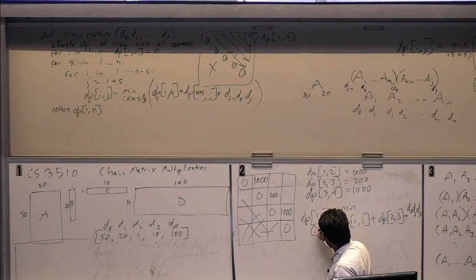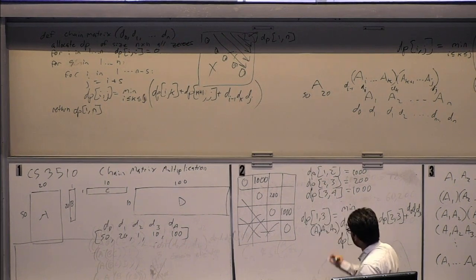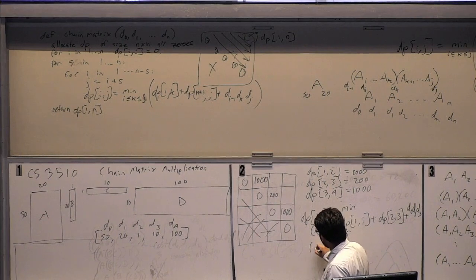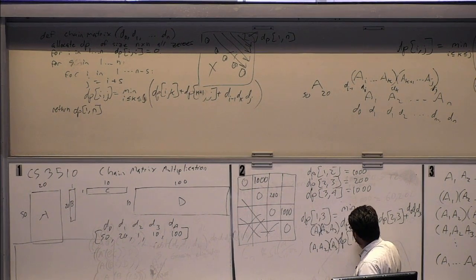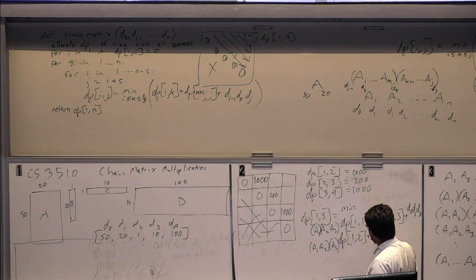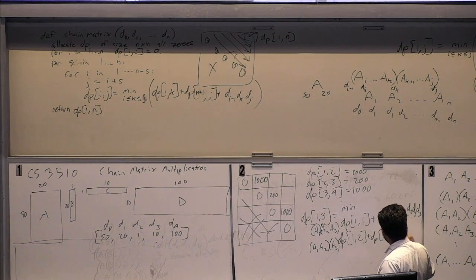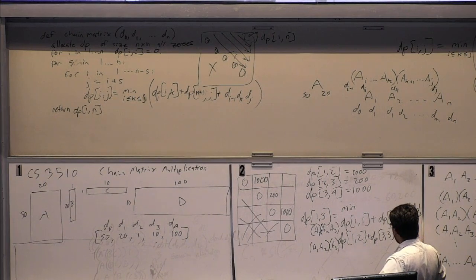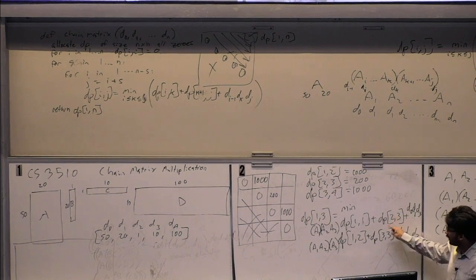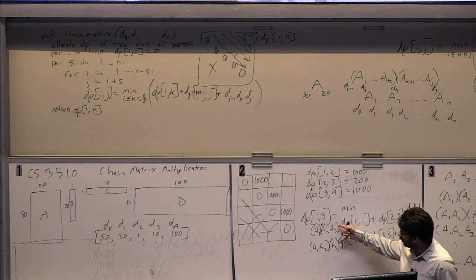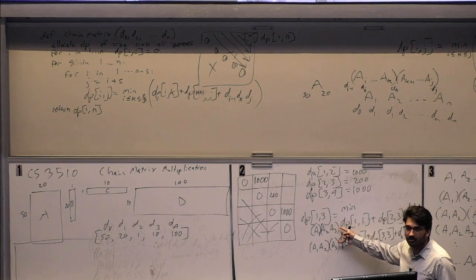And then the other option is going to be dp of... so this one correlates to a1, a2, a3. But we choose to do A1 by itself and then do A2, A3. The other option we have is A1, A2, A3, right? So that's going to be dp of 1,2 plus dp of 3,3 plus d0, d2, d3, right? So you're taking the min of these two things here. And k here is 1, k here is 2. And these are corresponding, taking the min of these two things, right?